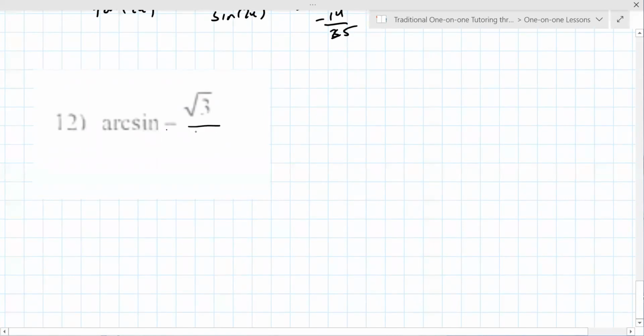Is this over 2 on the bottom? Let me check. I can't even see it. It's on the computer. I mean, it most likely is, but I don't know. I don't know if it's negative either.